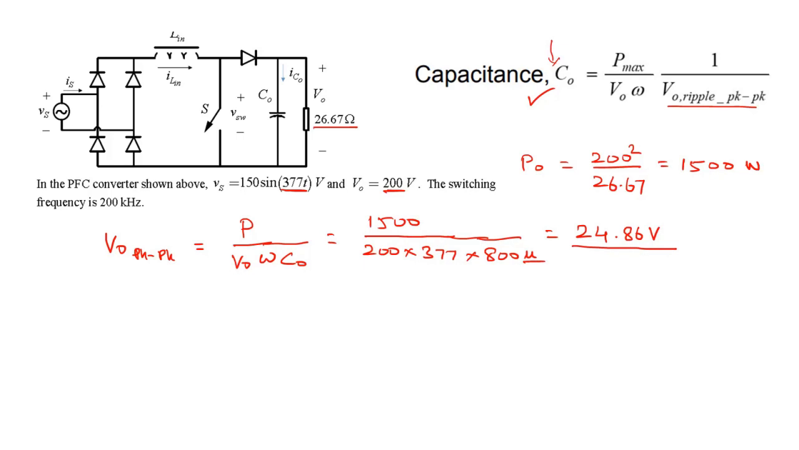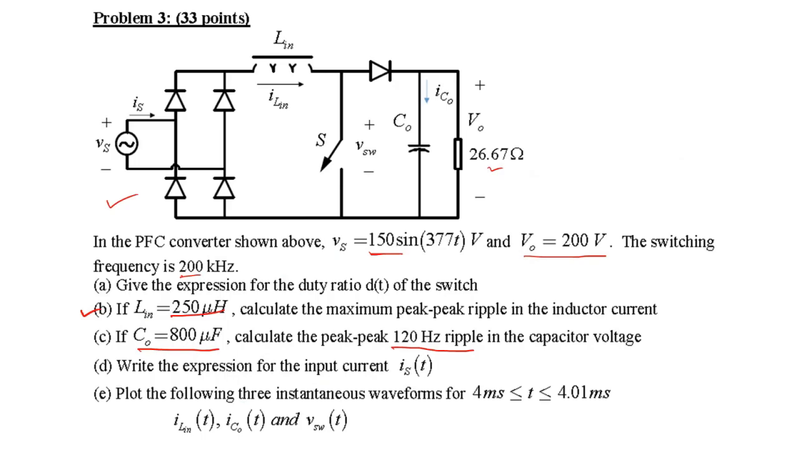If you get this peak to be more than 200 volts, obviously that is a mistake. Or if you get that to be a very low value, then that is probably not realistic. Okay, so that's part C. If you look at part D, let's see what we have.